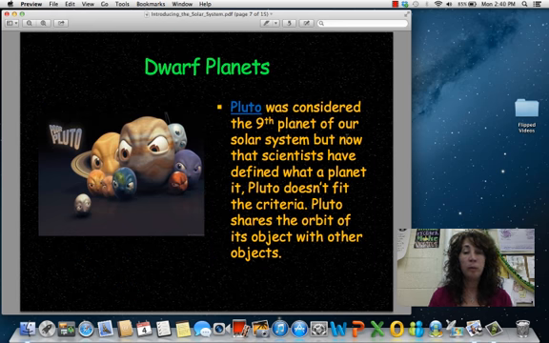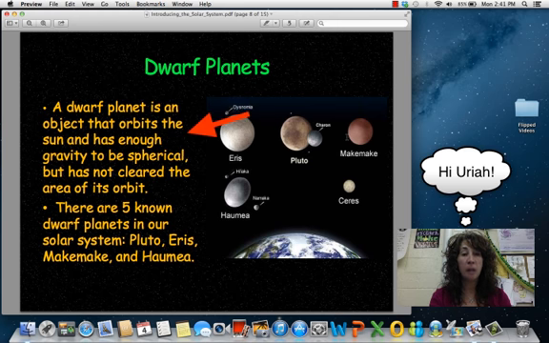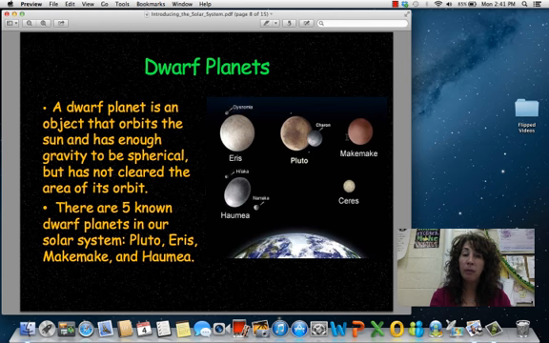Now, of course, our poor little Pluto, he was considered our ninth planet for a very long time, but because the definition of a planet is having that clear path, Pluto does not fall into that category anymore, but he is considered a dwarf planet, and we'll talk more about those. A dwarf planet is just an object that orbits the sun. It has enough gravity to be spherical, but again, it doesn't have its own cleared path. There are 5 known dwarf planets. There is Pluto, Eris, Makemake, and Haumea.